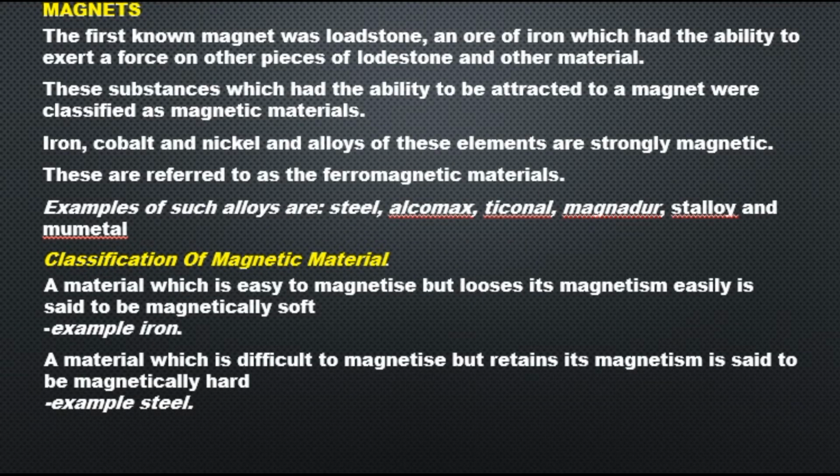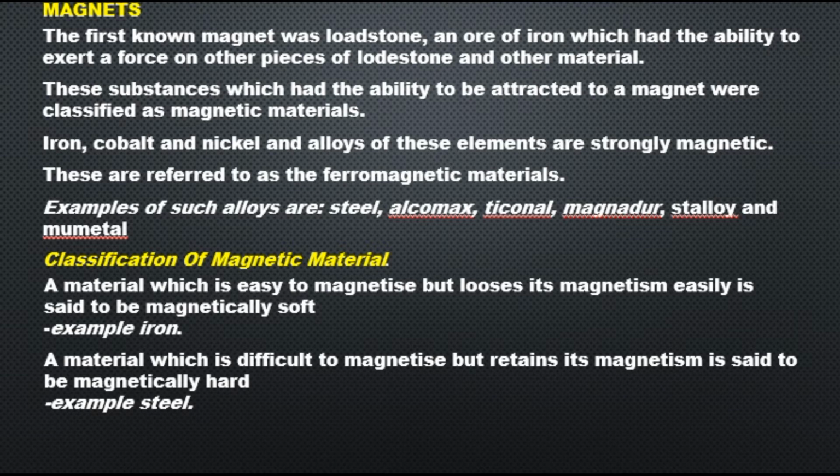Magnets. The first known magnets was lodestone, an ore of iron which had the ability to exert a force on other pieces of lodestone and other material. These substances, which had the ability to be attracted to a magnet, were classified as magnetic materials. Iron, cobalt, and nickel, and alloys of these elements are strongly magnetic. These are referred to as the ferromagnetic materials.